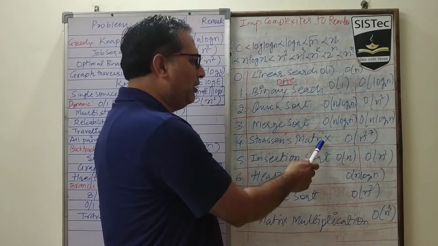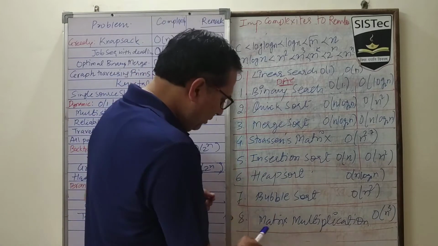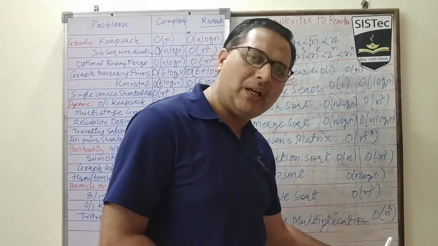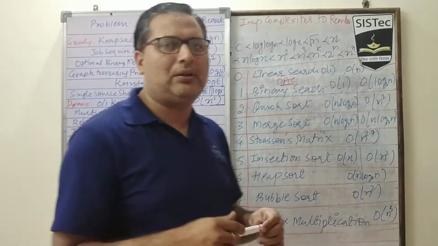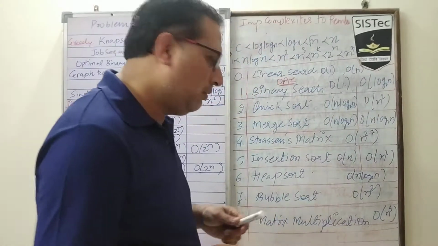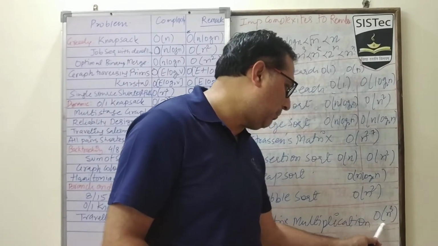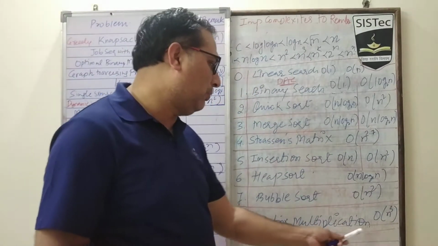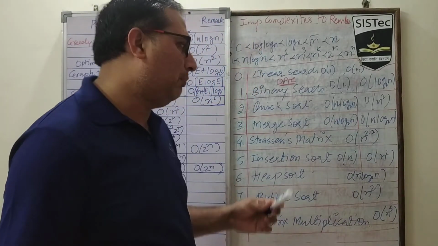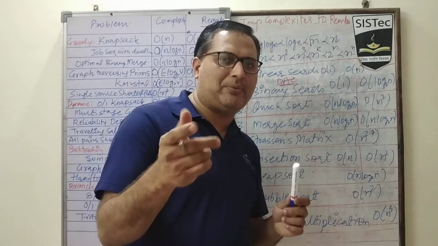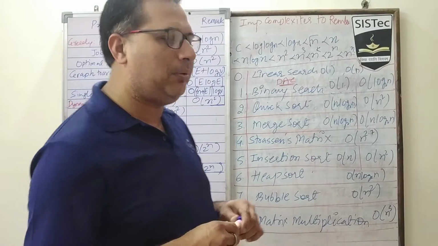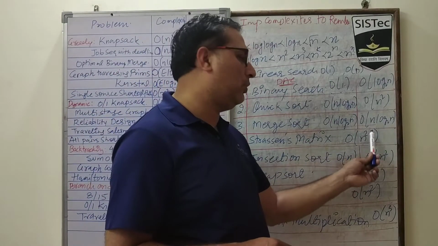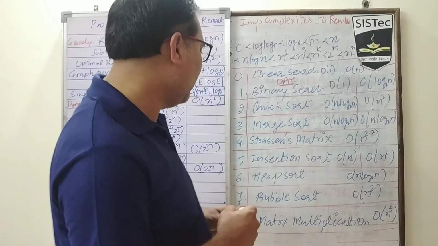Now Strassen's matrix multiplication. Before that, matrix multiplication. The complexity of matrix multiplication is n cube, as it is a nest of 3 for loops, all dependent on n. That's why the complexity is n cube. In Strassen's matrix multiplication, we have reduced this n cube complexity by using 7 multiplications and 18 additions and subtractions to big O of n to the power 2.7 using the divide and conquer strategy.